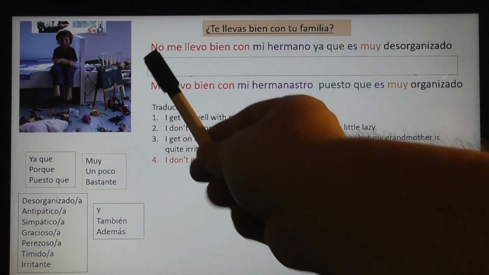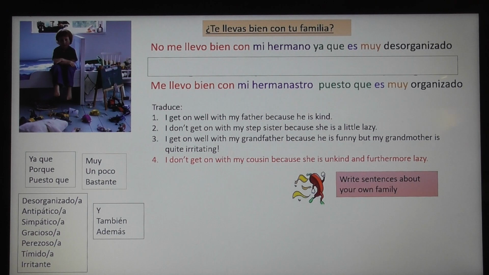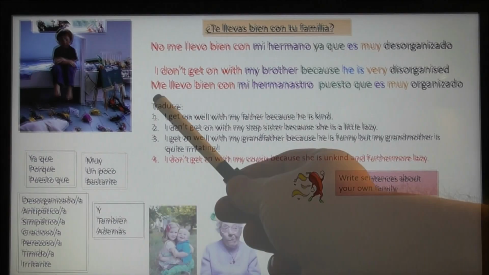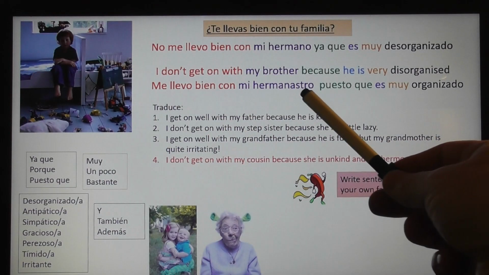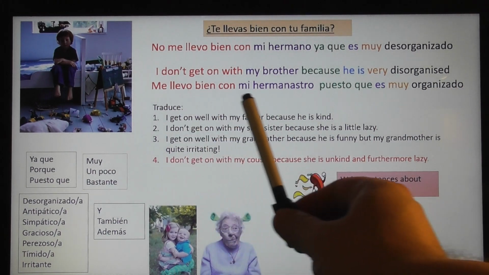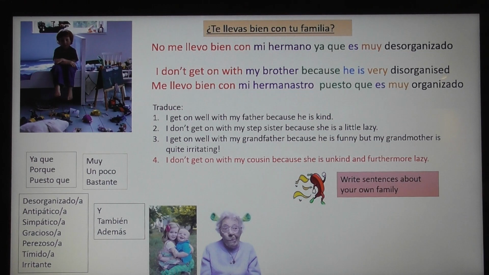Y continuamos. No me llevo bien con mi hermano, ya que es muy desorganizado. I don't get on with my brother because he is very disorganized. Me llevo bien con mi hermanastro, puesto que es muy organizado. I get on well with my stepbrother because he is very organized.